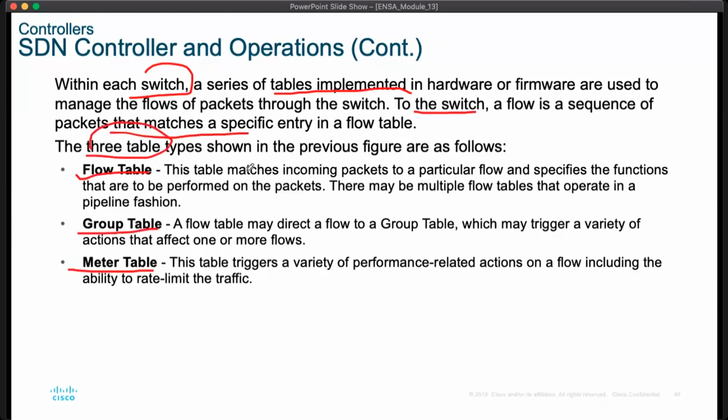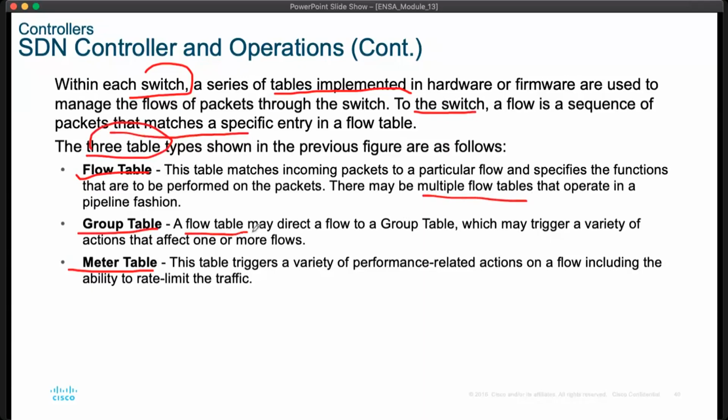Flow table: this table matches incoming packets to a particular flow and specifies the functions that are to be performed on the packet. There may be multiple flow tables that operate in a pipeline fashion.